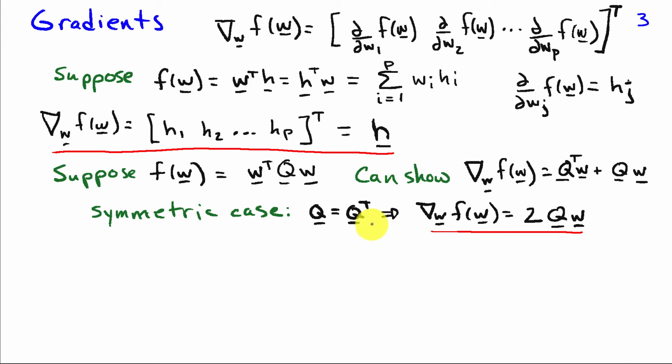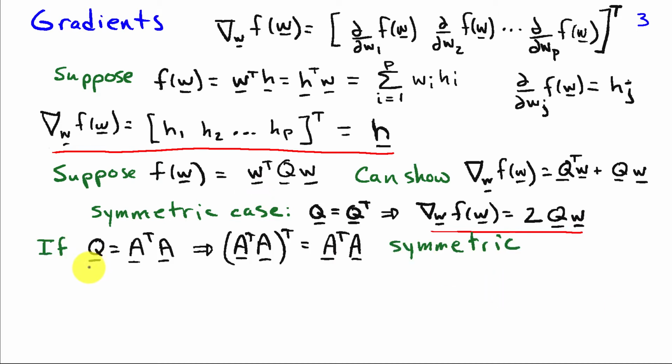The case that we're interested in, Q is actually symmetric, as we'll show in a minute. And if Q is equal to Q transpose, then this gradient expression simplifies to 2 times Q times w. So this is somewhat reminiscent of the scalar case. When we differentiate a scalar, w squared times some constant, say Q, I get 2 times Q times w.